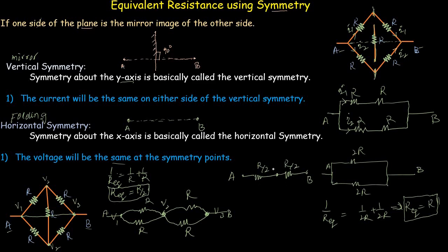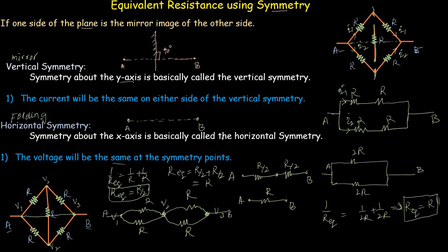Now these two resistors are in series, so the equivalent of these two resistors will be R divided by 2 plus R divided by 2. So the equivalent resistance of these two resistors will be R. So the equivalent resistance between point A and B is R, which is the same as we found for the vertical symmetry.